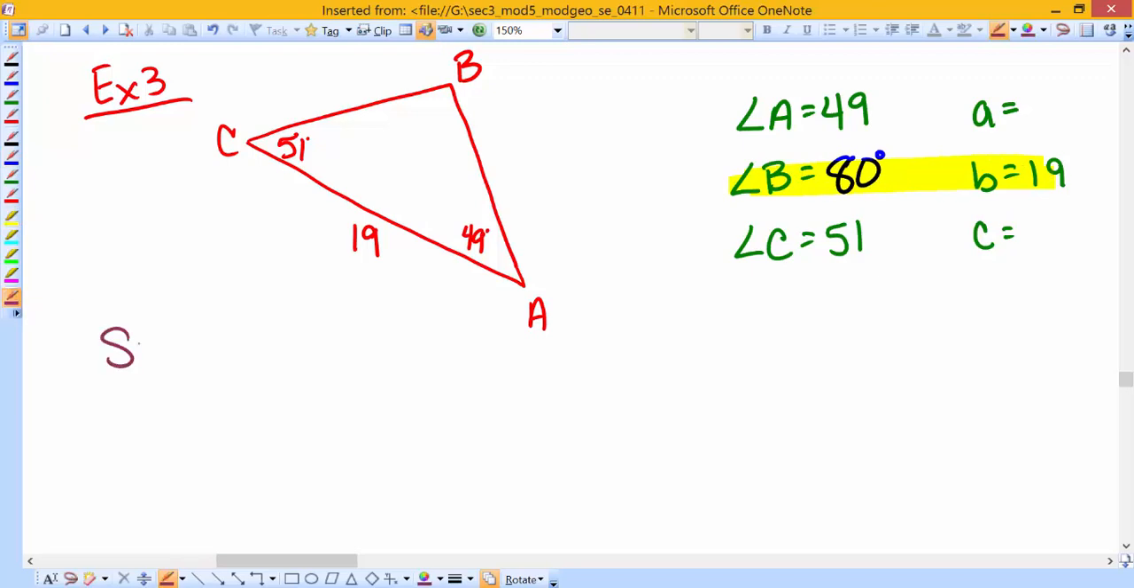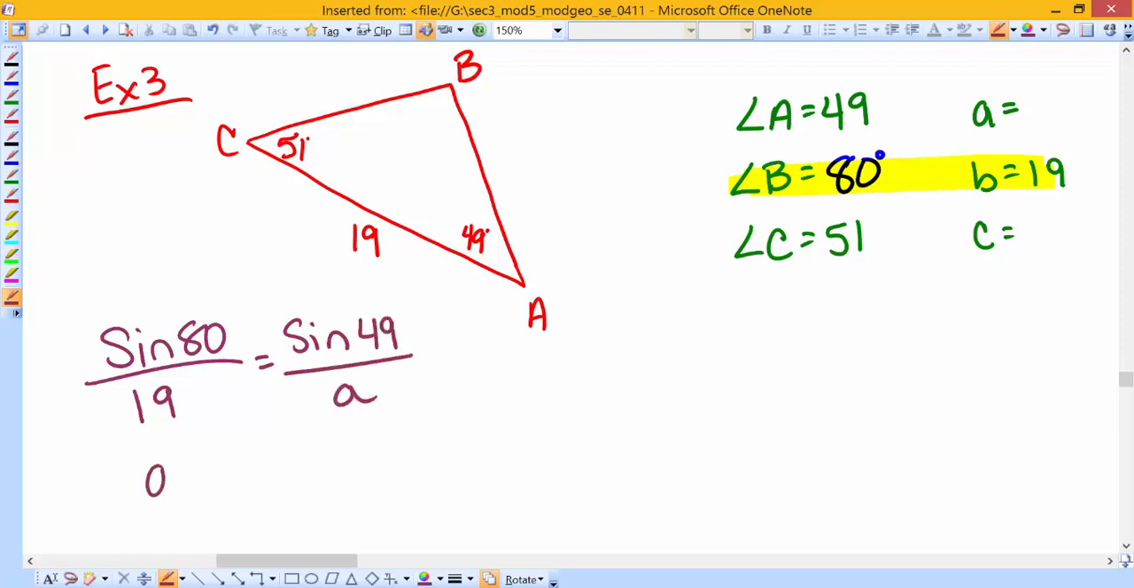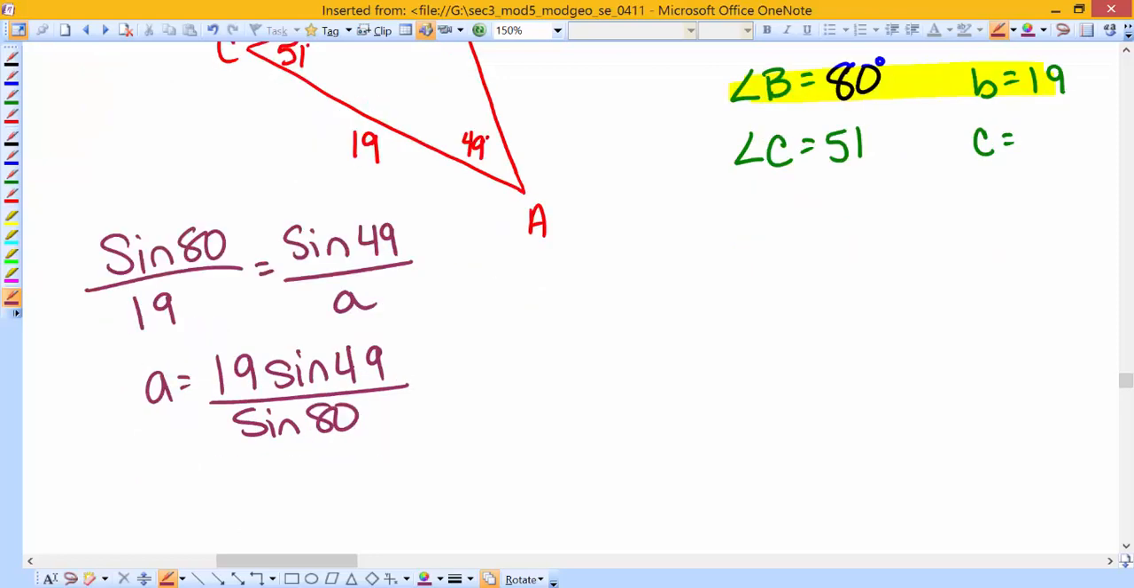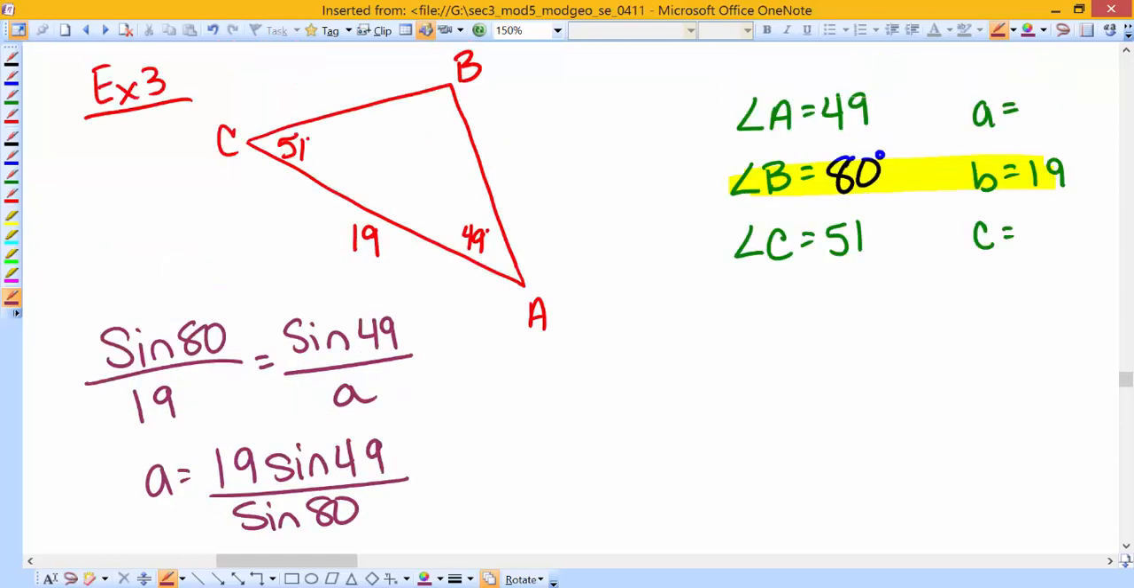So I have the start of my law of sines, sine of 80 over 19. So let's see, what do you want to find first, A or C? You choose. I'm going to choose A because it comes before C. So the angle measure is 49. I'm looking for A. A will equal 19 times the sine of 49 divided by the sine of 80. So let's plug that into our calculator. And I have 14.56. Hope that's what you got too.